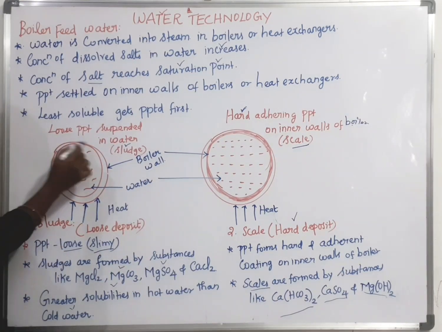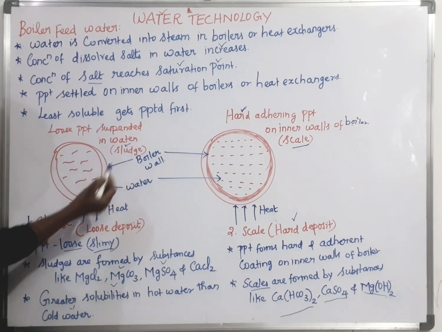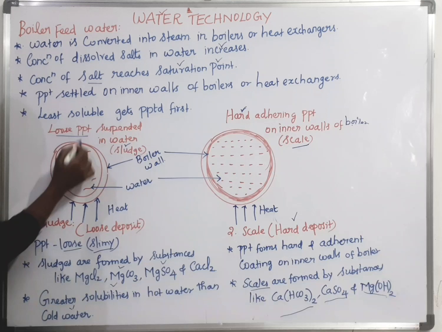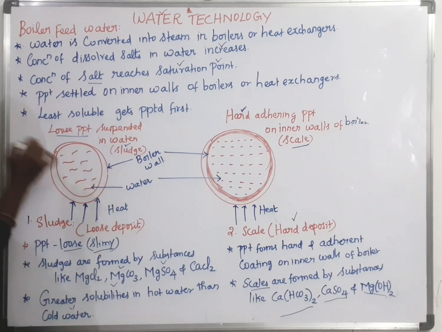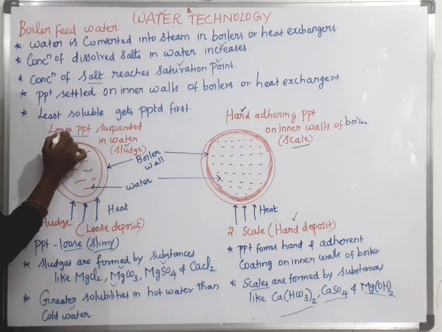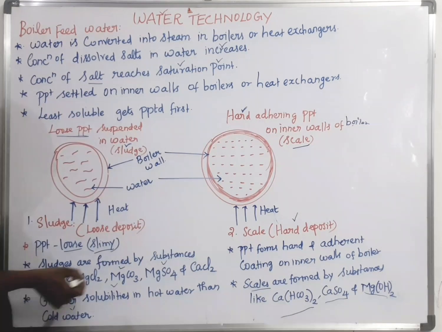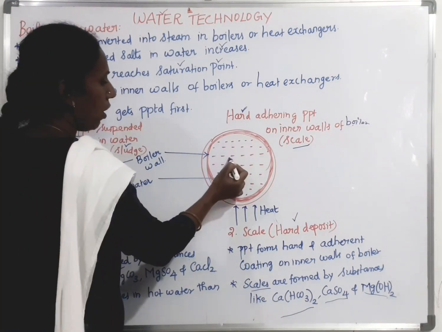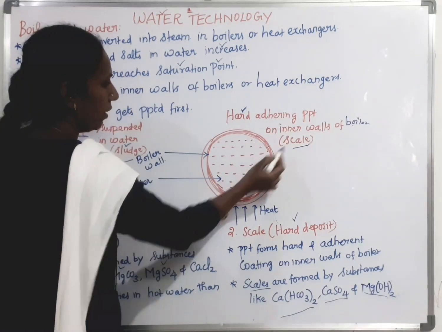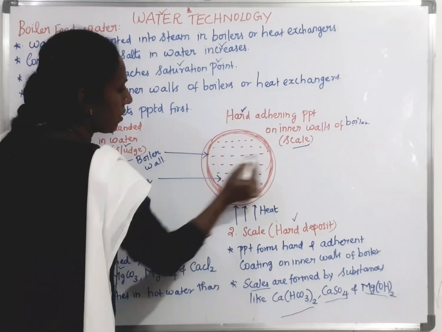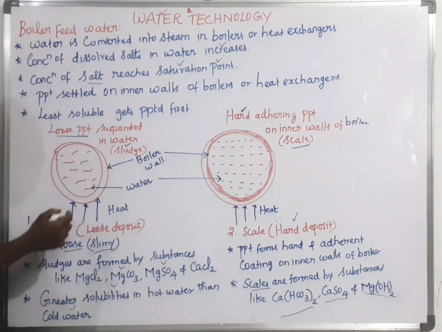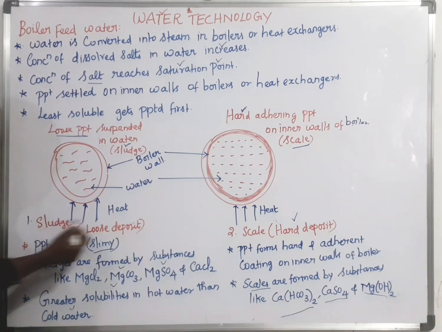Let us see the diagrammatic representation, and this is the boiler wall. Inside it there is water, and a loose precipitate is suspended in the water. This is called sludge. This is the hard adhering precipitate on the inner walls of the boiler. This is called scale. Let us know about the scale and the sludge.